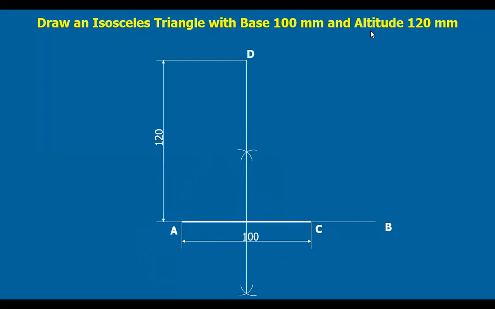And the altitude is given here. Altitude means the perpendicular distance. So this altitude, whatever it is, 100 mm, 120 mm, this 120 mm is marked here on this perpendicular bisector. That gives the point D here. Now, join AD by a straight line and also CD. This ACD is the required isosceles triangle. So, altitude 120 mm, base 100 mm.